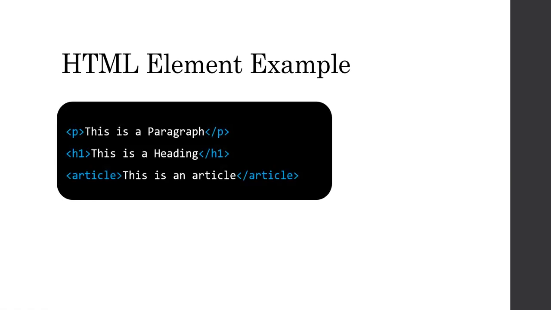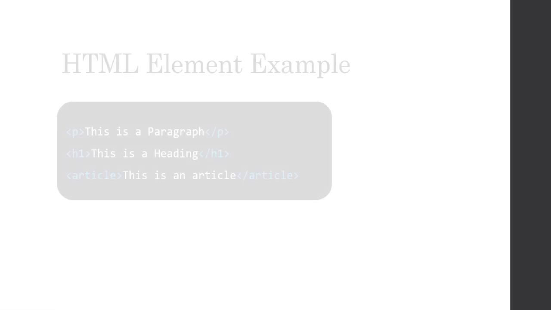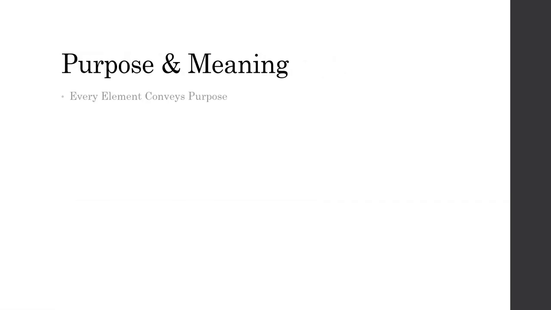Let's look at some other examples. Here you can see we have a paragraph in a P tag, a heading in an H1 tag, and an article in an article tag. We will be looking into a lot of elements like these, learning when to use what. Don't worry about that right now, we will learn everything soon. Each HTML element conveys purpose and meaning. Each of these tags has a special meaning about how we humans read content. HTML is a way to connect human language to a computer.